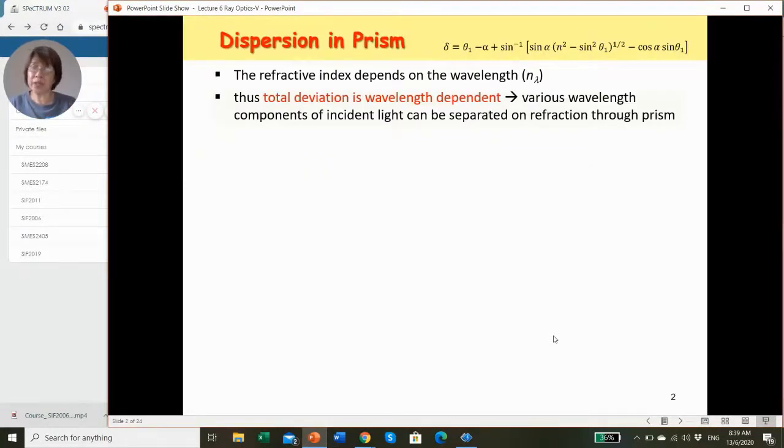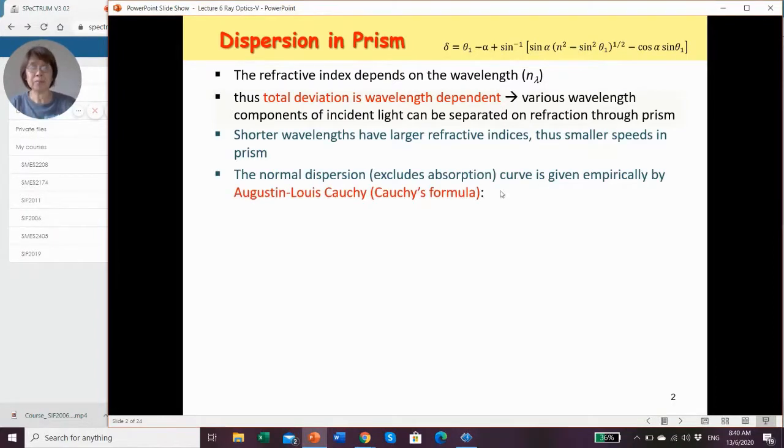On dispersion in prism, it comes about because the refractive index of the prism material depends on wavelength. From the total deviated angle that we calculated in the previous lecture, you can see that this expression depends on the refractive index. As refractive index is wavelength dependent, this total deviation is also wavelength dependent. In other words, different wavelength components of the incident light will be separated after undergoing refraction through the prism.